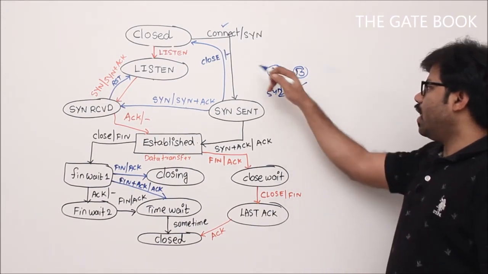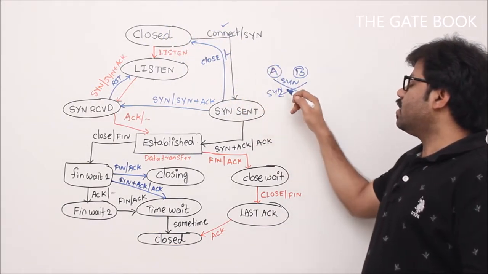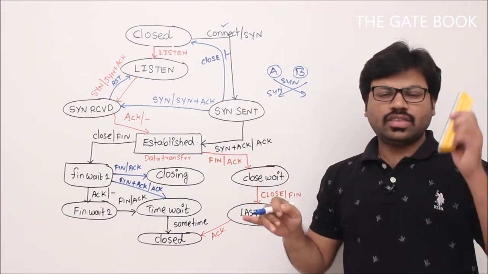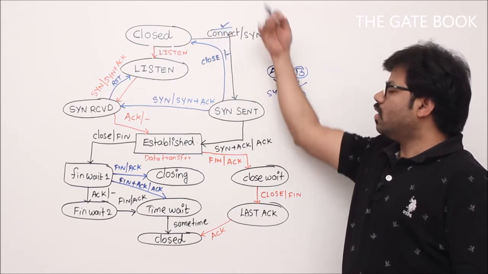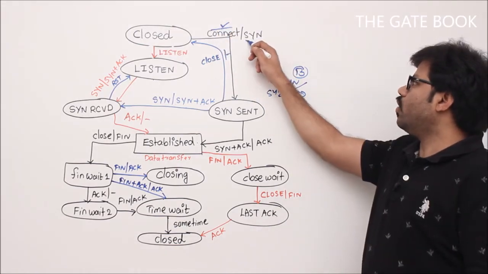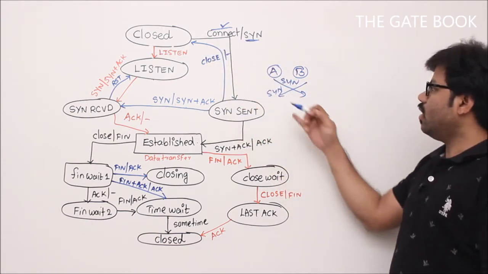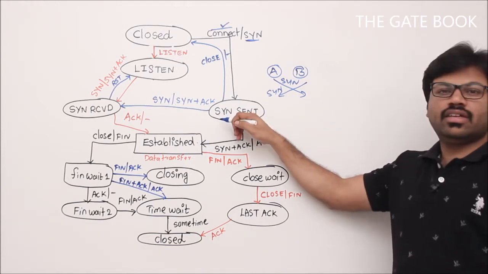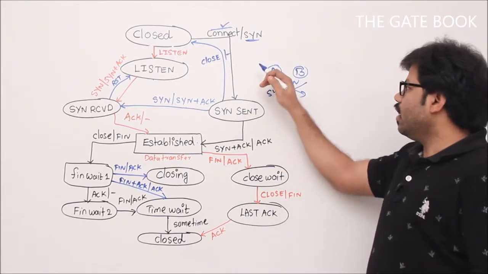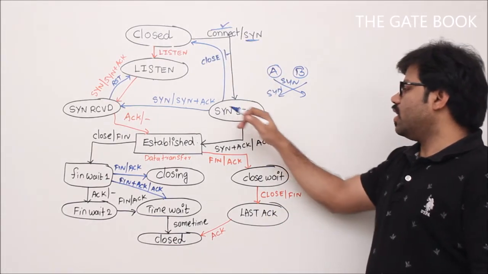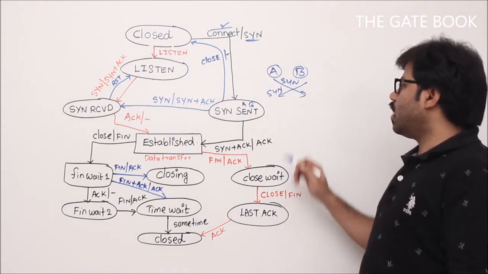Then what happens? Initially A is in the closed state. Whenever we send a SYN packet, it means the corresponding process asked us to connect to the destination, which is why we send the SYN packet. Whenever a SYN packet is sent, we go to the SYN sent state. Here, who goes to SYN sent, client or server? There is no client or server here because both are behaving like clients. So because of the SYN packet, A comes to the SYN sent state, and B also comes to the SYN sent state.